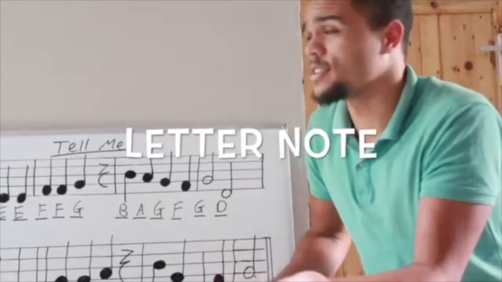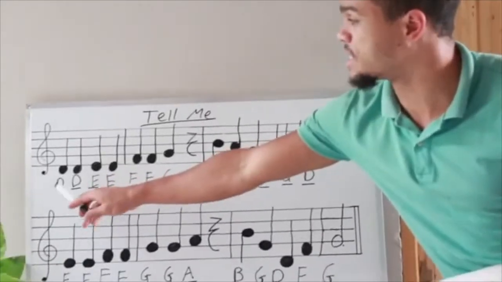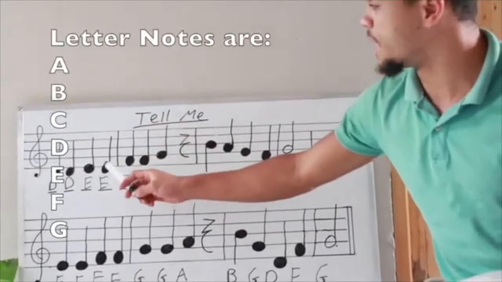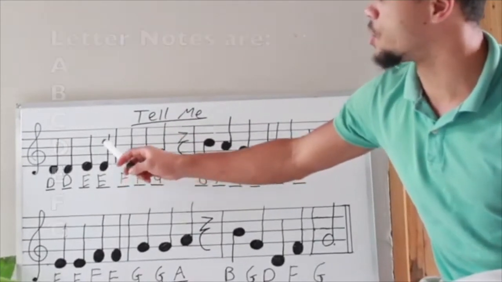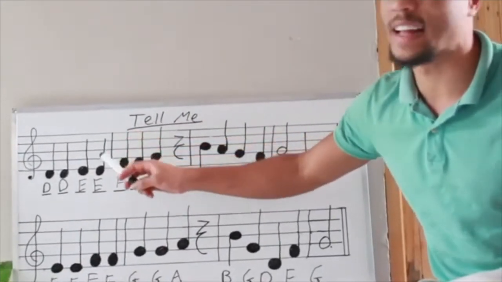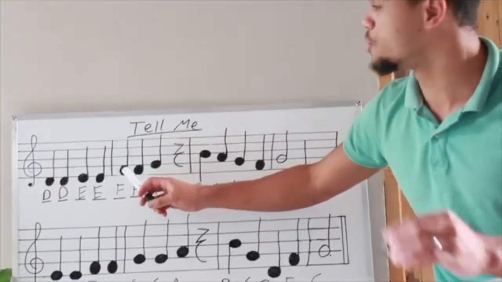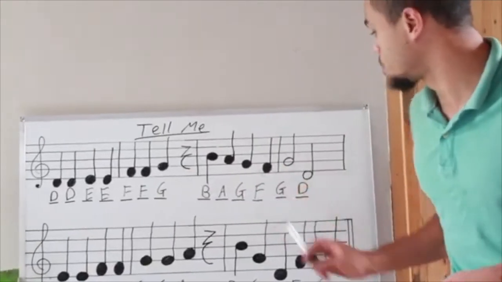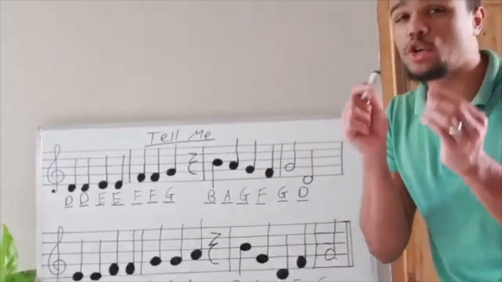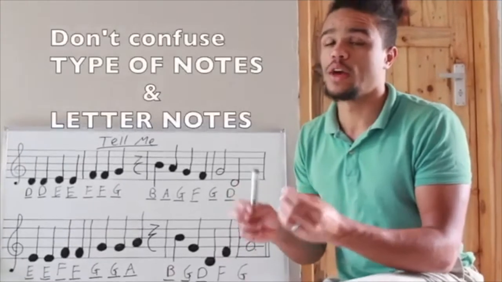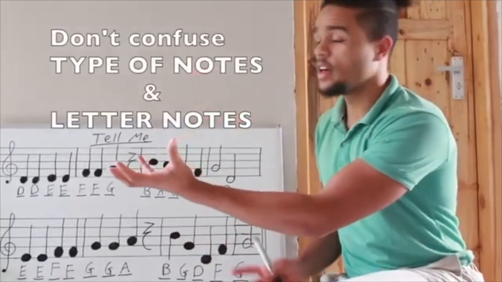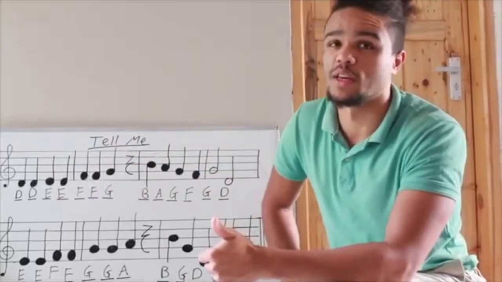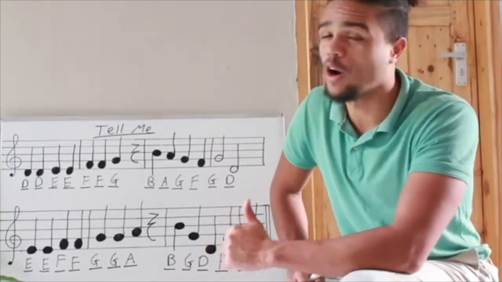Or if I just ask, what is the letter note? So that means, is it a D? Is it an E? Is it an A? So the letter note is according to where it is on the staff. Is it on a line or a space? That's the letter note. The type of note is whether it's a half note, quarter note, dotted minim, or semibreve. Make sure you're able to tell the difference between those two. And when we take a type of note and when we take the letter note and put them together, that's where music is made. So make sure you fully understand it, and it's not hard to understand.